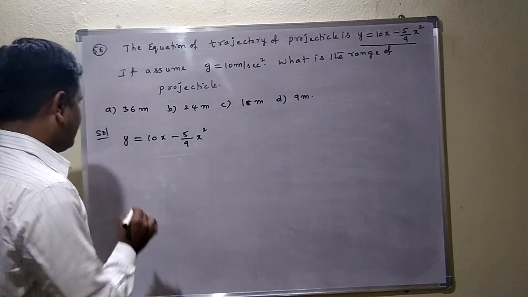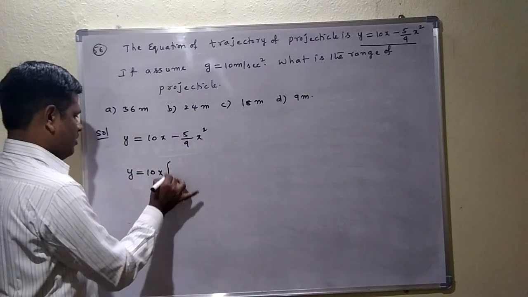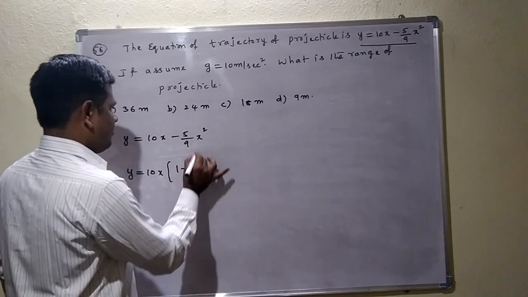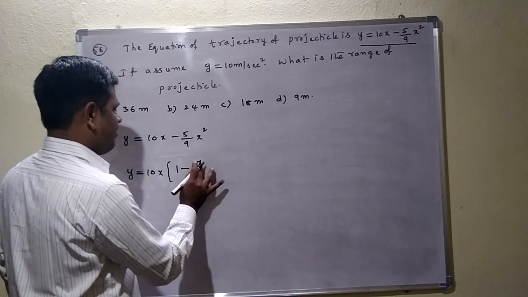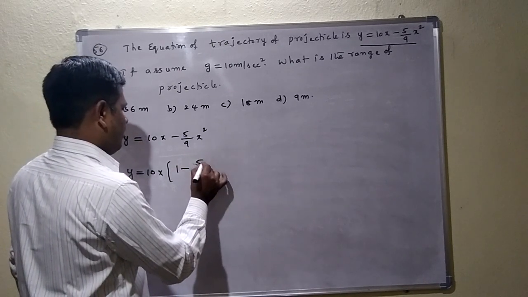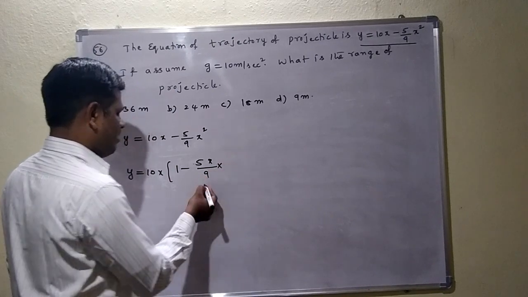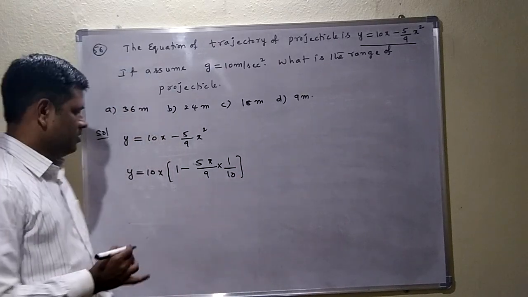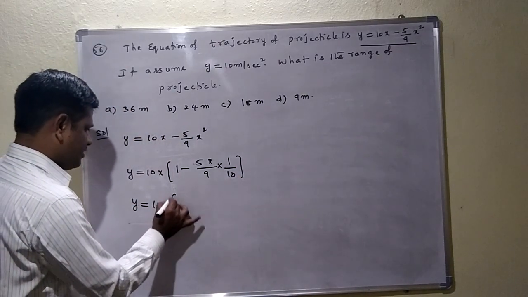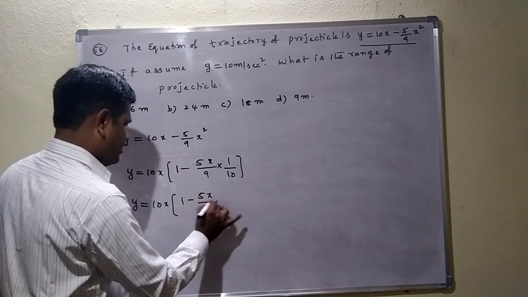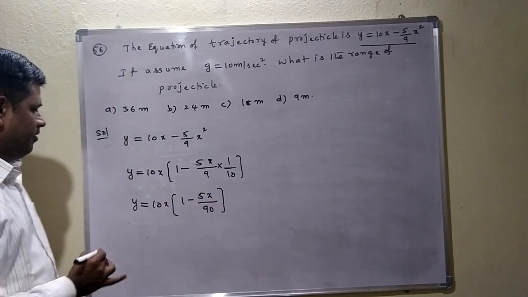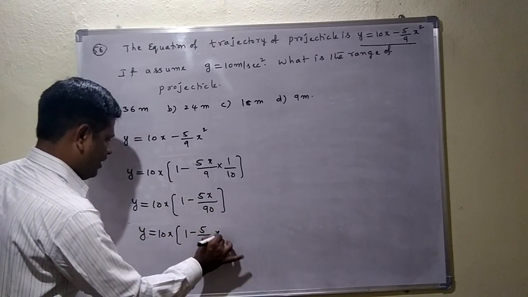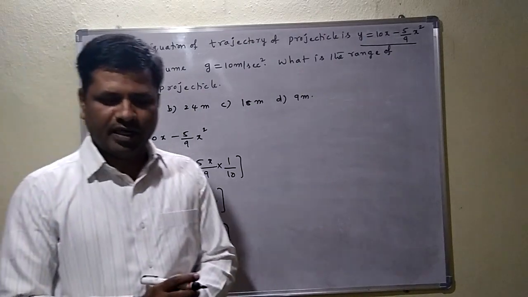In this equation I take 10x as common, and x comes outside. The remaining is 1 minus 5x by 9, but 10 is not there in the second term, so divide by 10, giving 1 by 10. So we get y = 10x(1 - 5x/90), or this can be written as y = 10x(1 - (5/90)x).